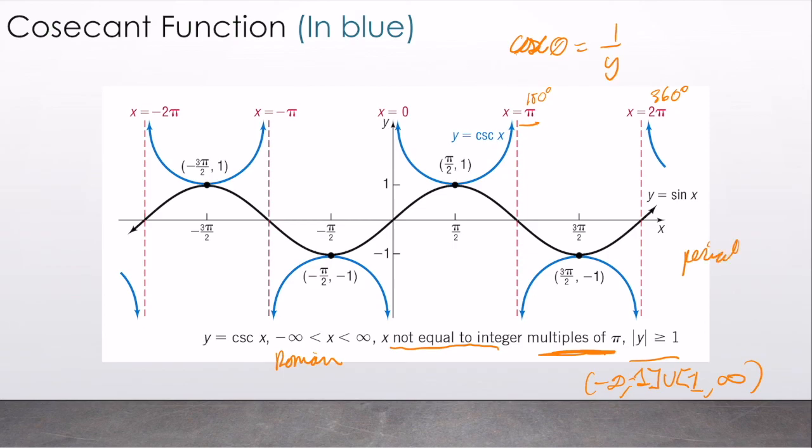Its period is 2 pi. For tangent, cotangent, secant, and cosecant, they don't have an amplitude, right? Since they go on to infinity, their amplitudes are undefined. Only sine and cosine have an amplitude.